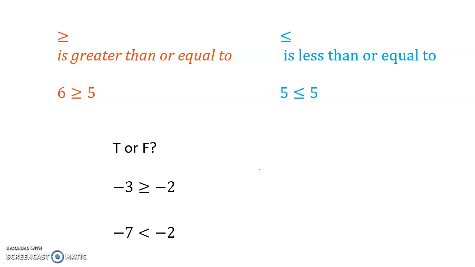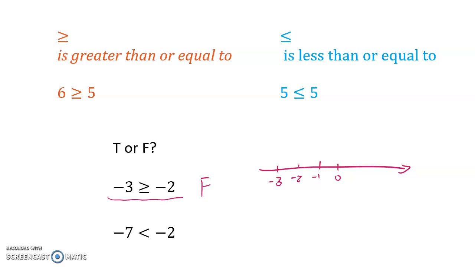Well, we will look at something called the number line. Okay, so if you look at the number line, 0 is here, here's -1, -2, -3. And if the number is on the left, then the number is smaller. So we can see -3 is on the left of -2. So -3 is a smaller number. So the statement of -3 is greater than or equal to -2 is a false statement.